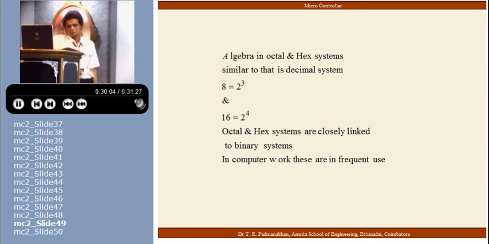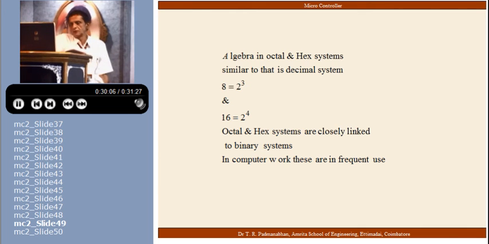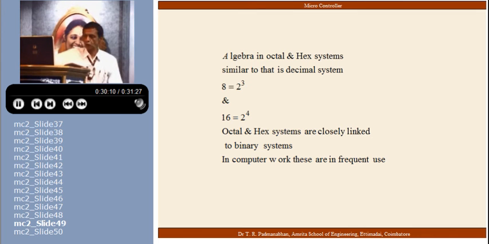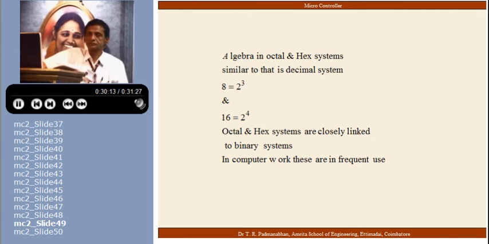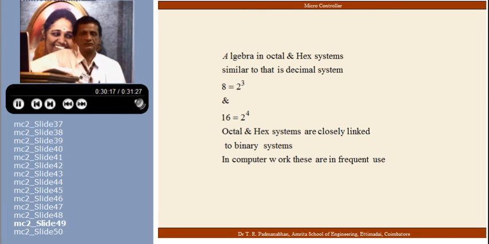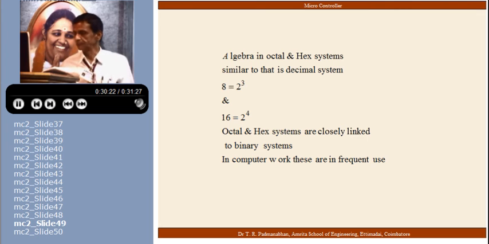Algebra is similar, but I am not going into details here. The advantage is 8 is 2 raised to 3, 16 is 2 raised to 4, so they are very closely linked. In computer systems, you work with all the binary system, hex system, octal system. Anyway, you have to work with decimal system.